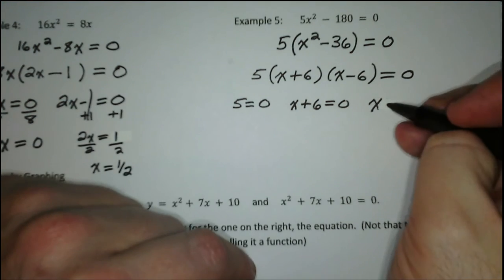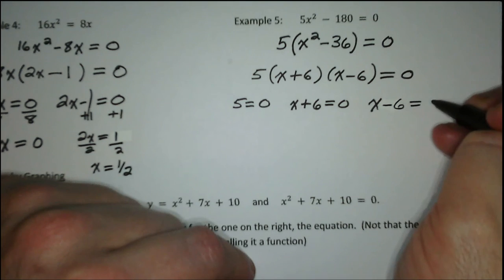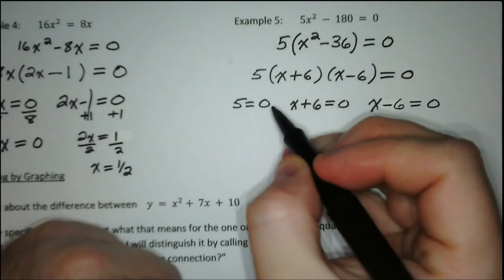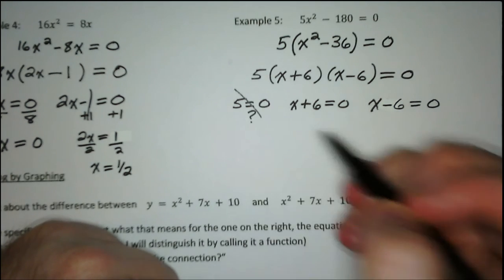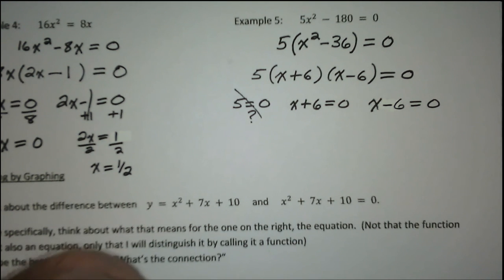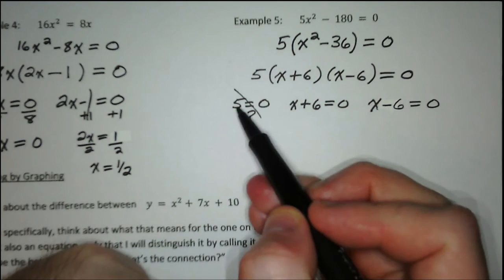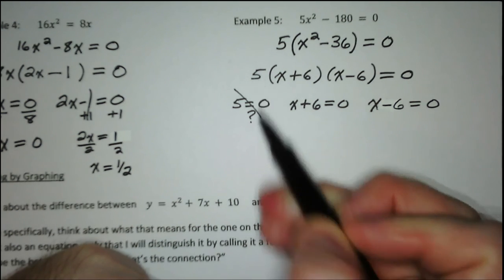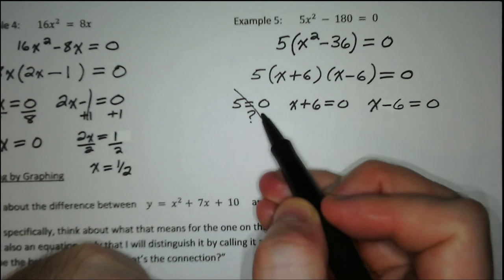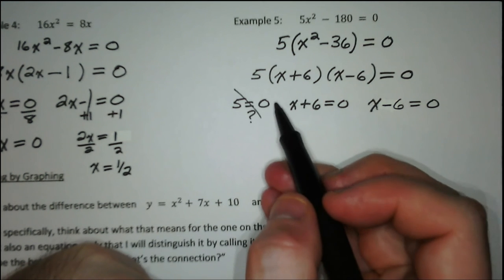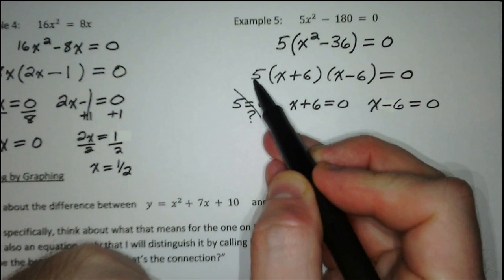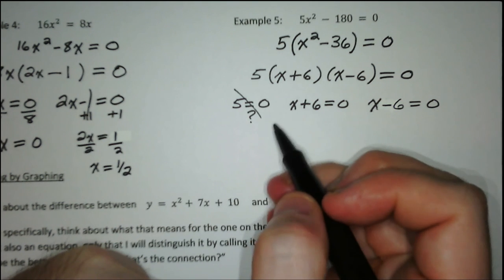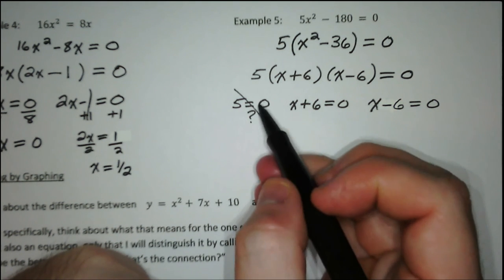What a nightmare. Okay, so 5 equals 0? What? No. Sometimes that happens, okay? You're not going to get any answers from setting that factor equal to 0. I'm not going to go into detail right now. Bottom line, setting 5 equal to 0 is pointless. You're not going to get any answers from that.